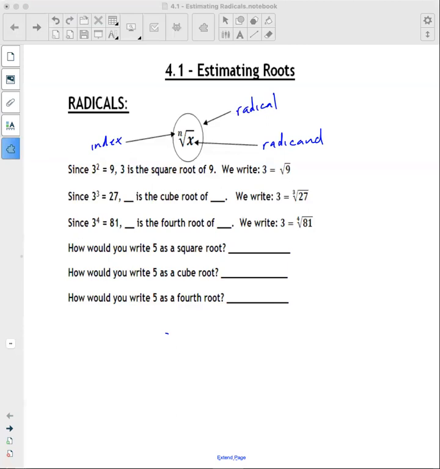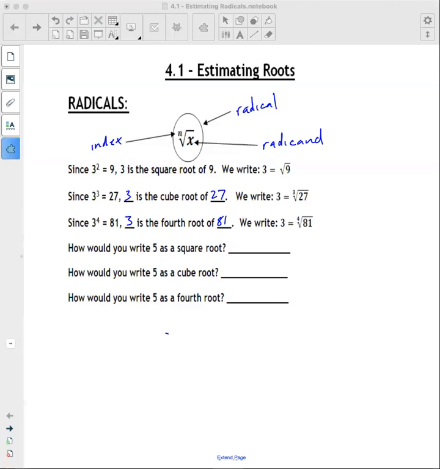Since 3 squared equals 9, 3 is the square root of 9. So we write 3 is equal to the square root of 9. 3 cubed is equal to 27. So in other words, 3 is the cube root of 27. So we write 3 equals the cube root of 27. Okay, so just rolling with that. Since 3 to the exponent fourth is equal to 81, 3 is the fourth root of 81, and we write that as 3 equals the fourth root of 81.